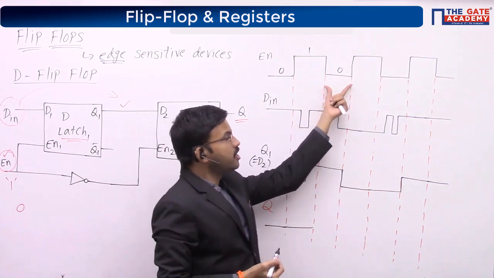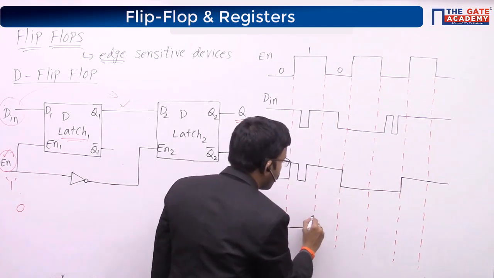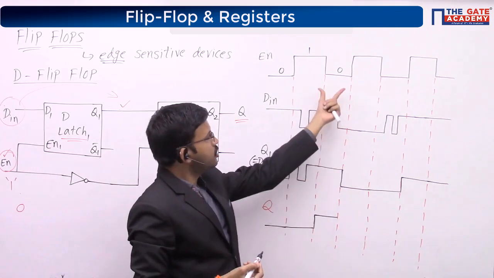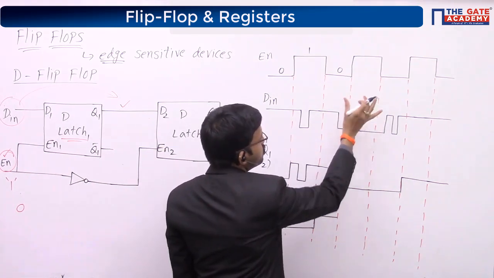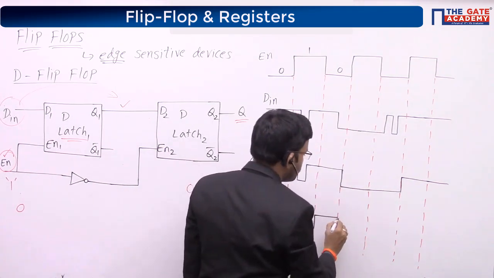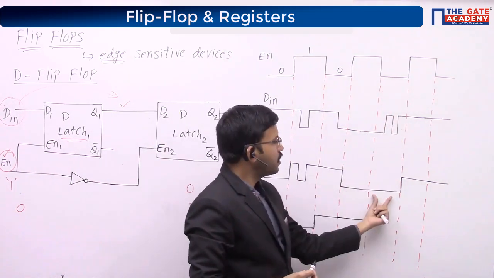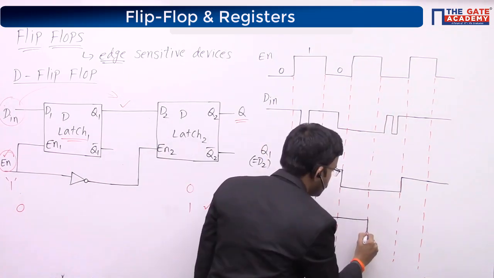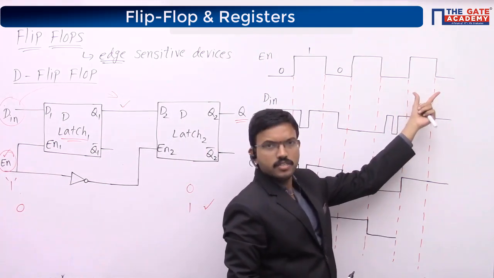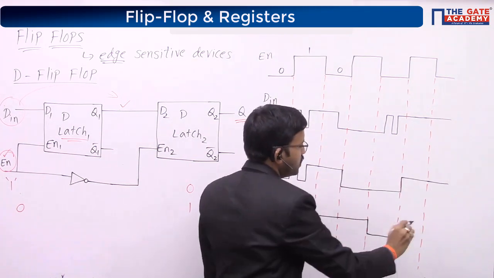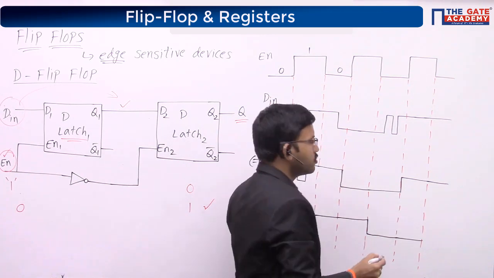Next, enable equal to 0, here the input is 1, so the output will be 1. Enable equal to 0, input is 1, so you get output as 1. Here enable is 1, so it will remain in the same state. Now, enable equal to 0, input is 0, so the output will be 0. Here enable equal to 1, so it remains in the same state. Here enable equal to 0, input is 1, so the output will be 1.